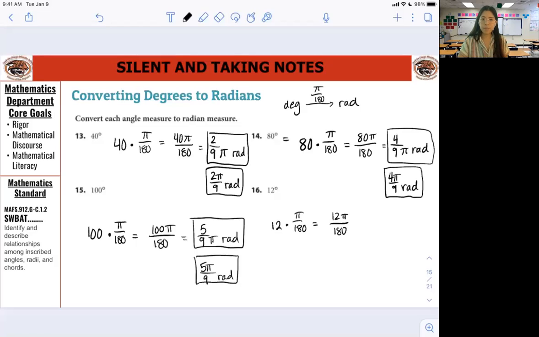Simplifying that number, 12 over 180, you can go slowly. I had to take a moment with this one. So 12 over 180 is the same as 6 over 90. Keep going down. That's 3 over 45. And what's 45 divided by 3? 15. So it's just pi over 15. Or you could write that as 1 over 15 pi.